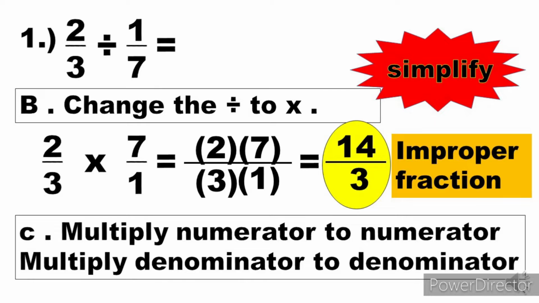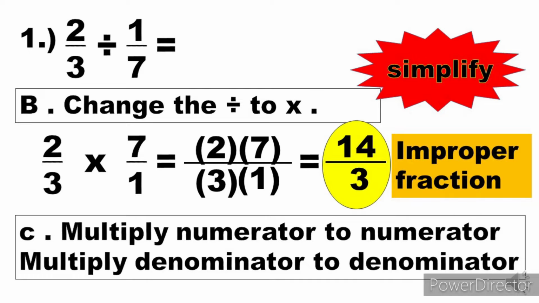Okay, so now we have 2/3 times 7/1. So, yung divide, pinalitan natin ng times. And then, ni-reciprocal or binaligtad natin yung 1/7, naging 7/1. And then, i-multiply natin yung numerator sa numerator, denominator sa denominator. So, yan yung third step. So, 2 times 7 is 14, 3 times 1 is 3. Okay, so ang result natin, ang quotient natin is 14/3, which is improper fraction.